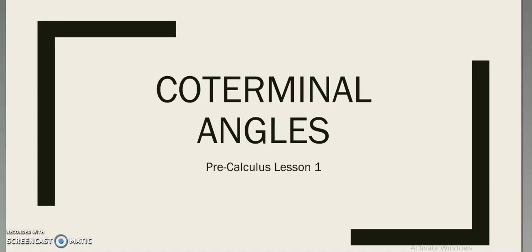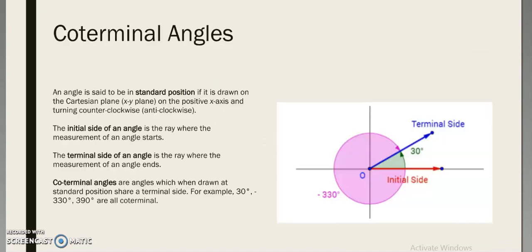Hello, today we will be talking about coterminal angles. Before we get started, let's review what coterminal angles are. An angle is said to be in standard position if it is drawn on the Cartesian XY plane. And here's an example of our Cartesian XY plane.